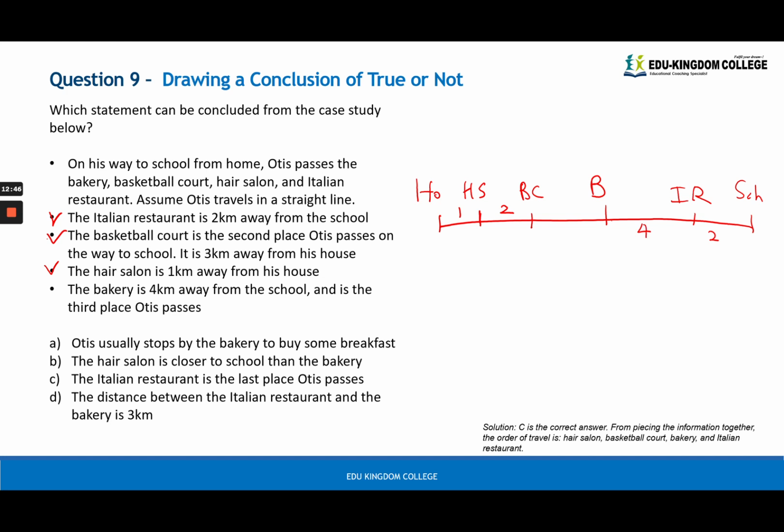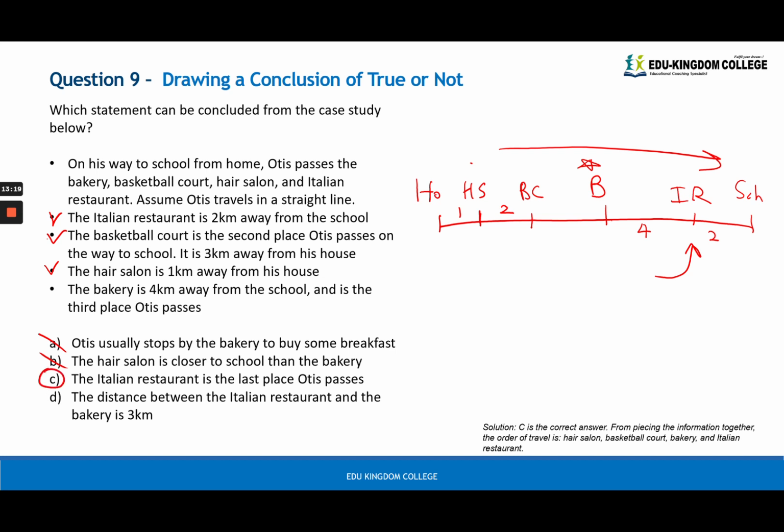Now let's see which ones can be concluded. A. Otis usually stops by the bakery to buy some breakfast. We don't know that. That is a complete assumption, so it's out. B. The hair salon is closer to the school than the library. Hair salon is here, closer to school than the library. Where's the library? Oh, sorry, than the bakery. Nope, that's not true. Bakery is here, so B is out. C. The Italian restaurant is the last place Otis passes. Yes, that is true. Before he goes to school, it's the Italian restaurant, so C is the answer.